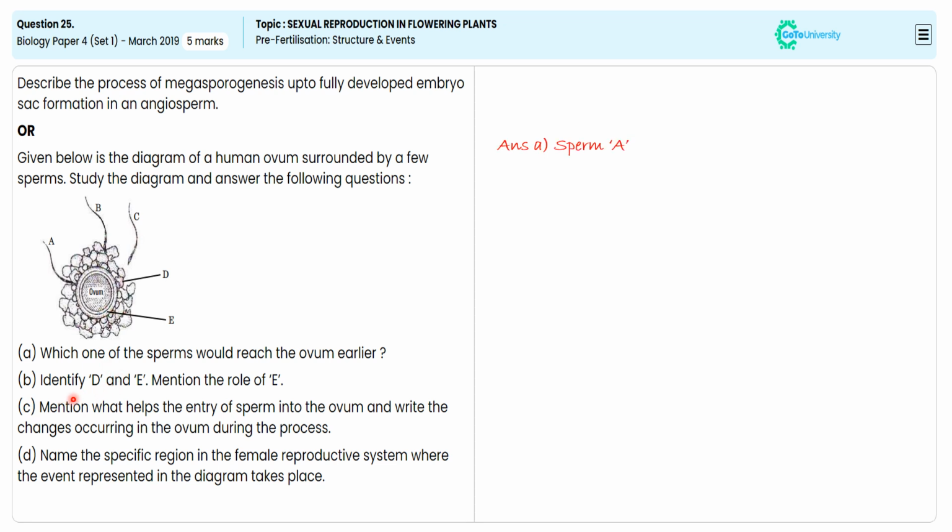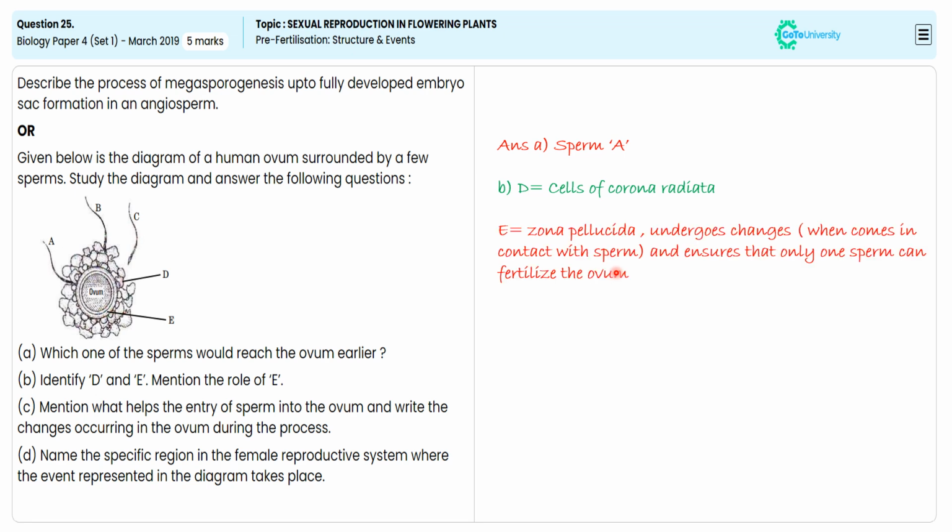In the second sub question, they are directing us to identify D and E, and they are insisting us to say the role of E. D is indicating the cells of the corona radiata. For this illustration, we are getting 1 mark. And for specifying the E function, we are narrating the zona pellucida. When it is undergoing changes after interaction with the sperm, it is in a position to develop into the fertilized ovum. For this illustration, we are getting 1 mark.